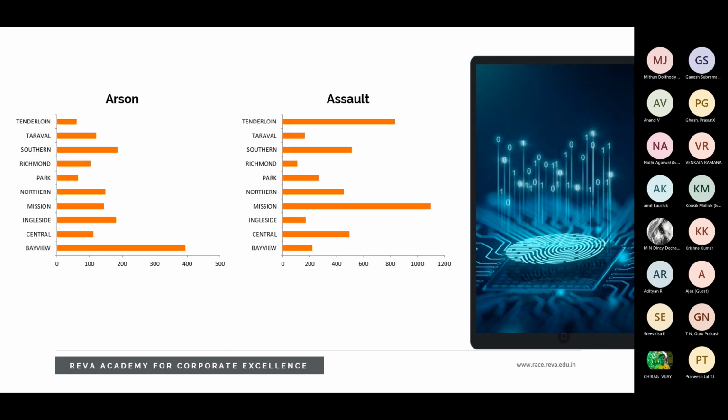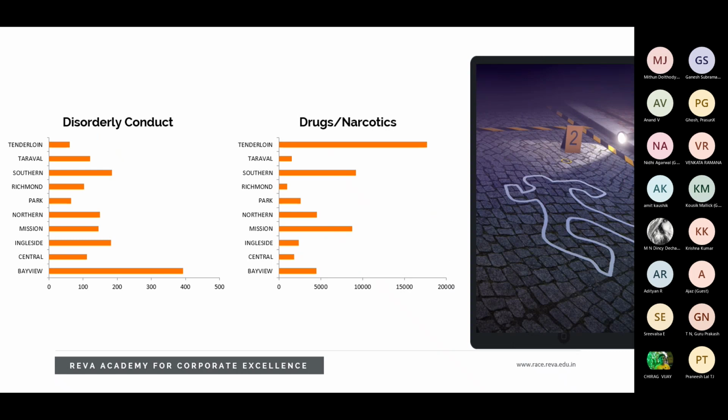Compare this with assault. Do you see the profile itself changes? Now Bayview has a very short bar. Now you see Tenderloin and Mission area basically increase. The bars are very, very high. So if you want to control assault related crime, focus on these two areas, namely Tenderloin and Mission. Getting my point? Now let's look at another set of data. Disorderly conduct. We saw 6 o'clock, from people coming from bars and pubs.